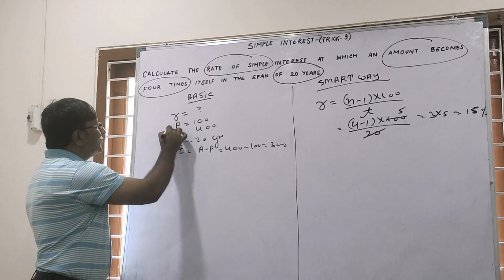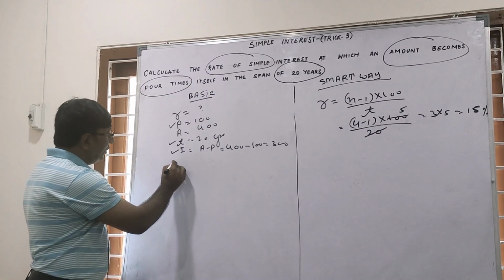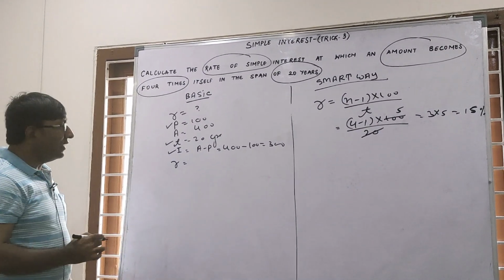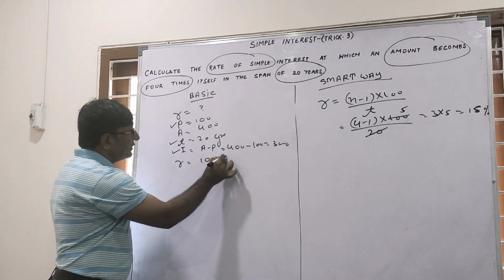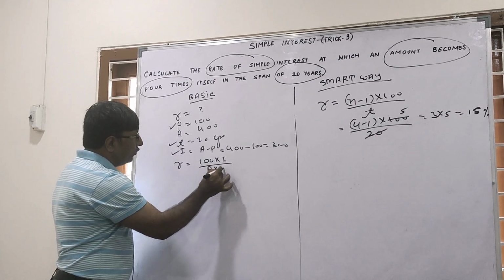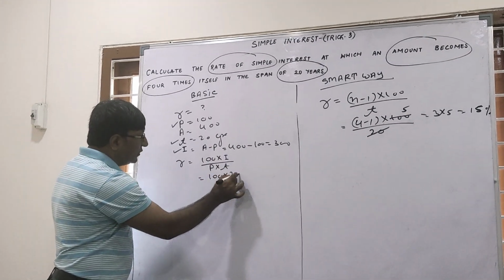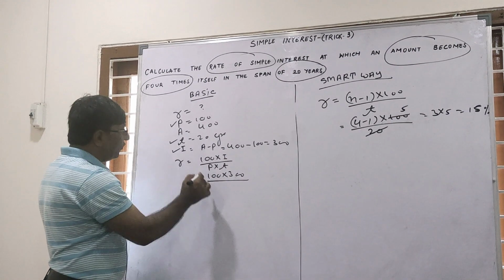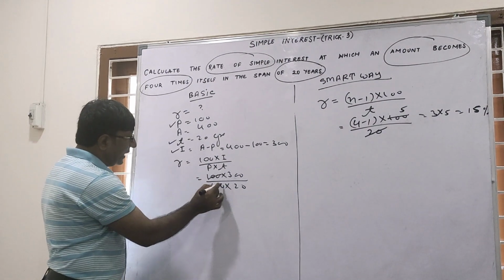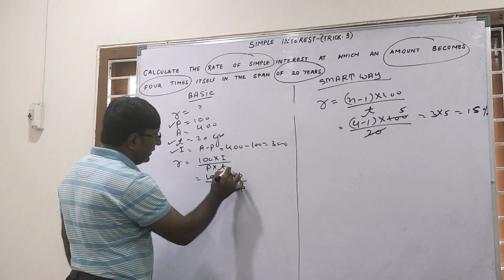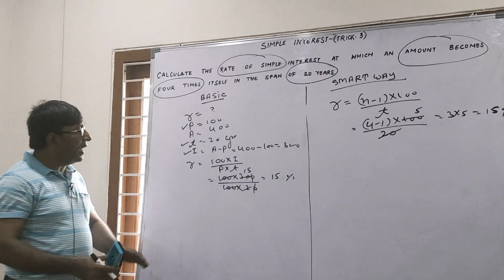Now we have principal P, interest I and T. So we know the basic formula of R: rate equals 100 into simple interest I upon principal into time. Now we have 100 into interest, which is 300, upon principal 100 into time 20. So 100 cancels out, 0 cancels out, and 30 by 2 is 15. So your answer is 15%.